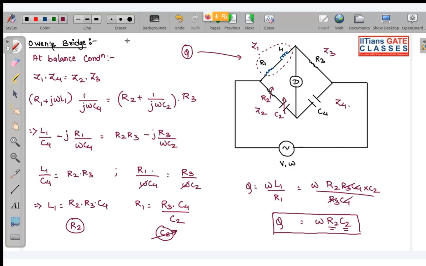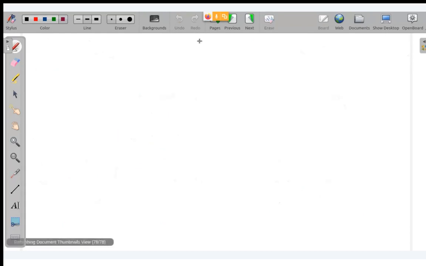Owen's bridge is usually used for medium quality factor coils, that is, quality factor of 1 to 10. Okay. So now we have to find out the value of inductance. Usually it is not asked, but still we are going to see. Okay. So we know what?